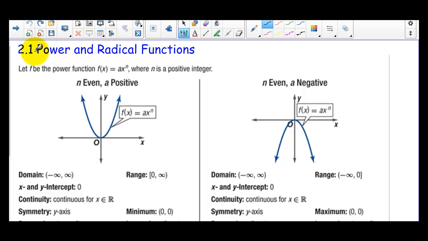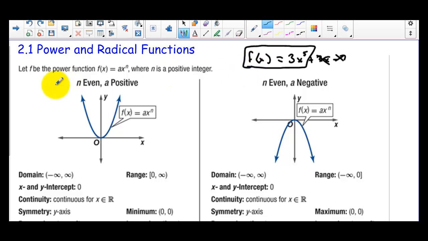This is section 2.1, power and radical functions. Let f be the power function, f of x equals a times x to the n, where n is a positive integer. For example, we could have f of x equals 3x to the fifth power, and nothing trailing it, so nothing like plus 2x minus 7. We're not talking about this situation. We're only talking about when f of x is equal to one term and one term only.